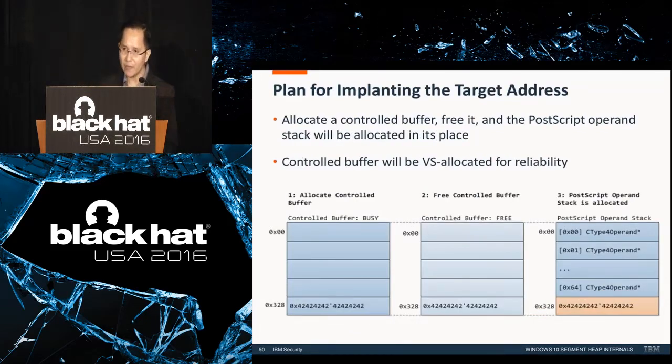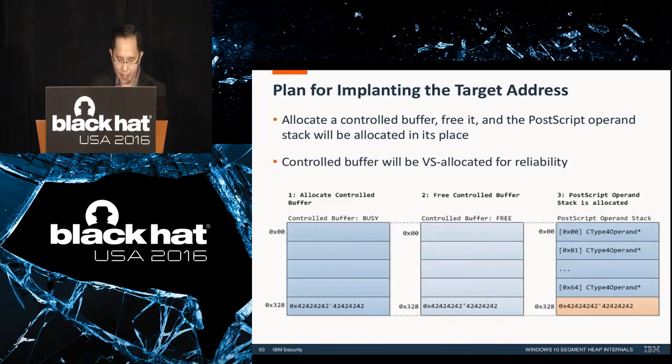Now that we have an understanding of the vulnerability, the plan to implant the target address after the PostScript operand stack is as follows. We allocate a control buffer and set offset 328 with the target address, and we free the control buffer. When the PostScript operand stack is allocated, the free VS block of the freed control buffer will be returned by the heap manager and will be used for the PostScript operand stack. So this looks like a good plan, but this requires the ability to allocate and free control buffers.